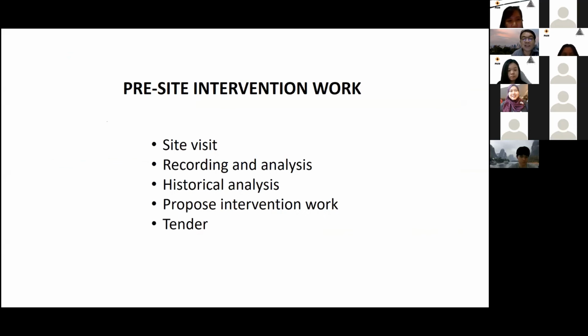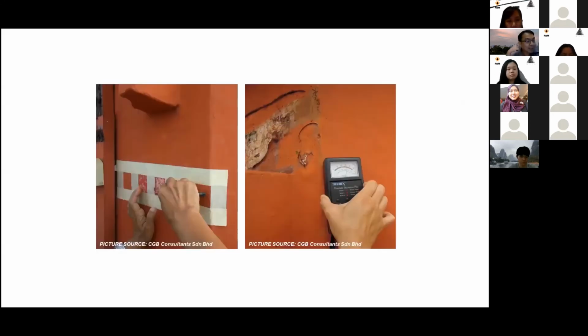So pre-site intervention work: you have site visit, recording, analysis, historical analysis, proposed intervention work, and then you tender. So these are the steps that you need to do. It's very general now, I'm just putting it very general. Okay, I'm coming towards the end already. Hope so far so good.